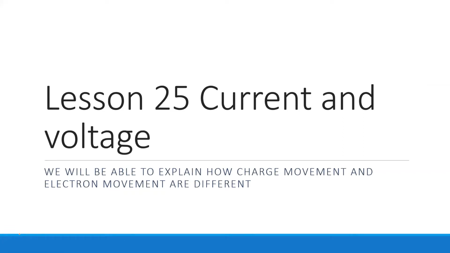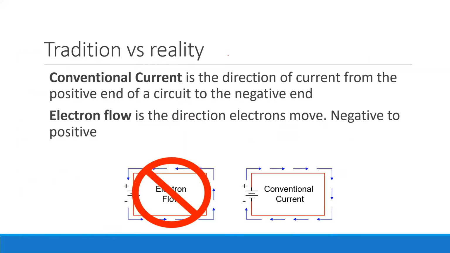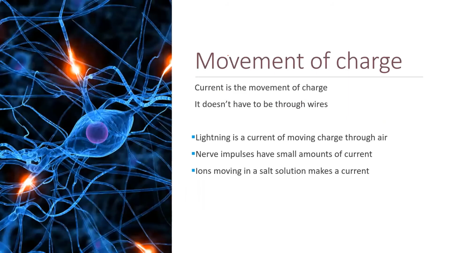Lesson 25, we will be able to explain how charge movement and electron movement are different. And we're going to talk about current and voltage. Now, voltage is a new idea. We've talked about current already. Let's grab a quick look at what our ideas of current are.